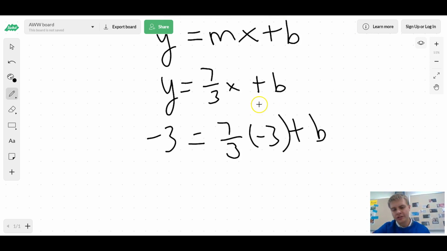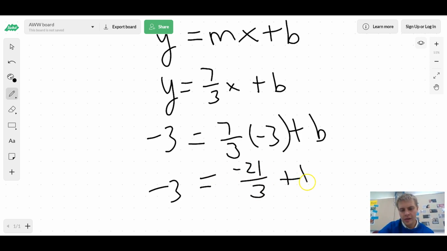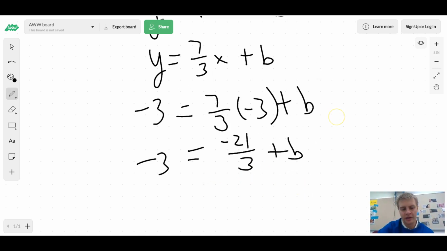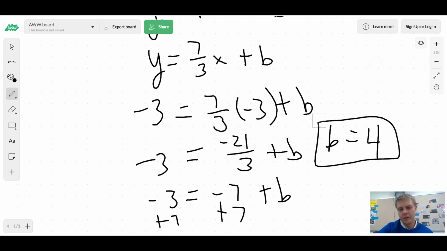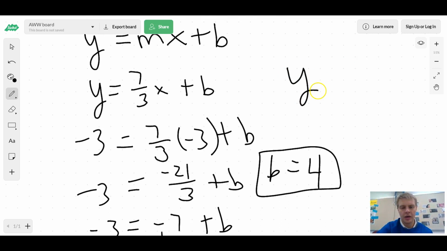Now you have a fraction. To deal with fractions again, remember this means to divide and this means to multiply. So we're just going to kind of go around the circle and go negative 3 times 7 is negative 21. And then negative 21 divided by 3 is negative 7. Now I'm going to add 7 to both sides. I'm going to find that b is equal to 4. So my line equation will be y equals 7 over 3x plus 4.